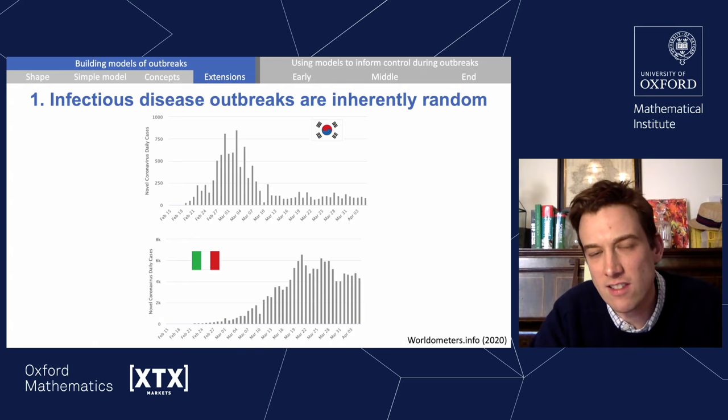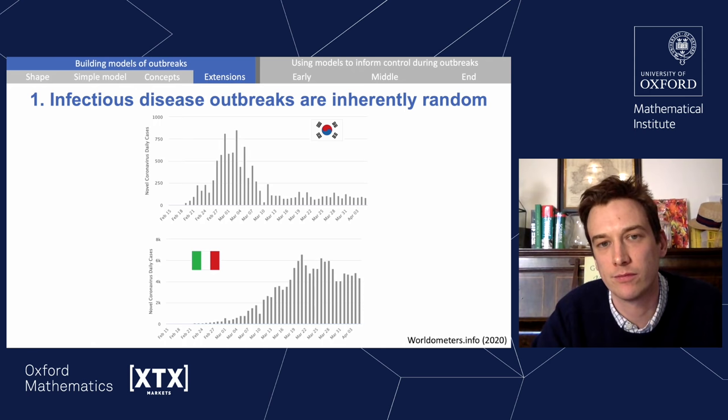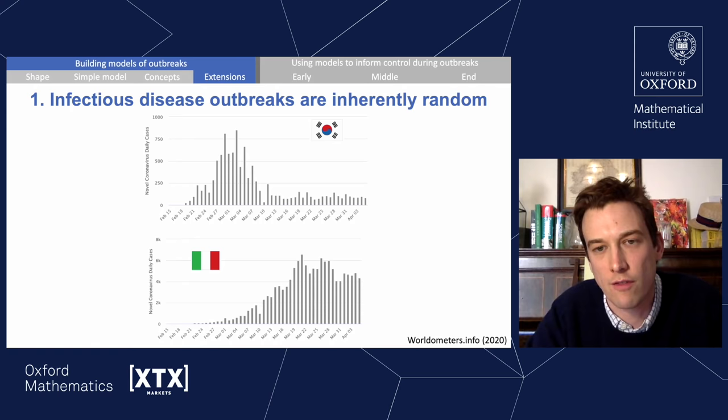The number of cases jags around a little bit. Similarly, if we look at the bottom, this is data from Italy. We see not a complete wave of the outbreak, but again a similar-looking pattern where the number of cases goes up, then looks to peak, and then starts to come back down again. But again, it does it by jagging around a little bit, not like the smooth curves that we've seen so far for the SIR model.